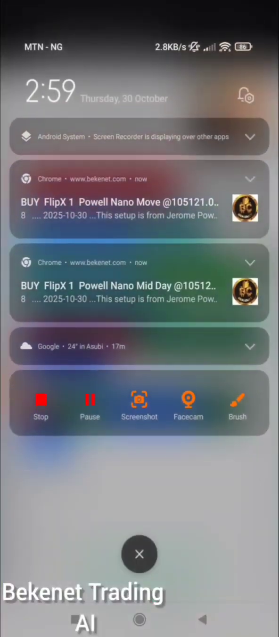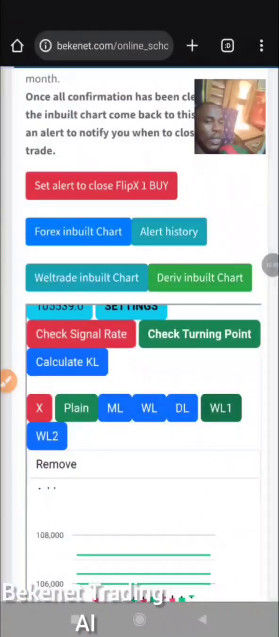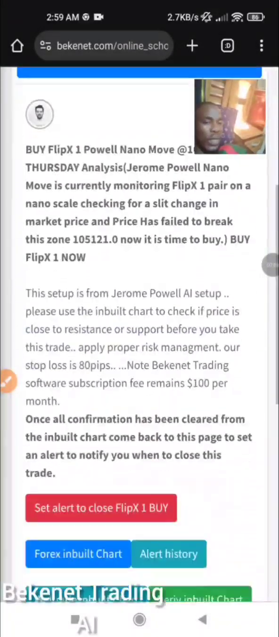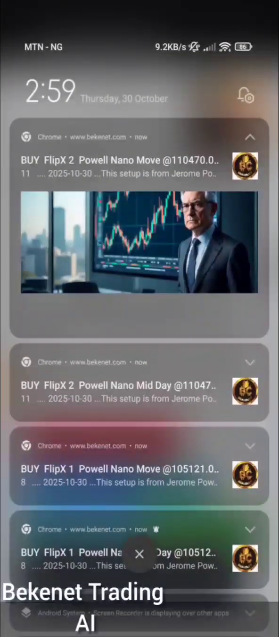So all you need to do is relax. Once signal comes, you just take your trade. Look, the signal is still dropping, telling me to buy. All I need to do is just click. Once I click, it will generate this page for me. Then check if price is close to what? Resistance and support. That is how to use Bekenet Trading Software. Now this is another signal that just came in.